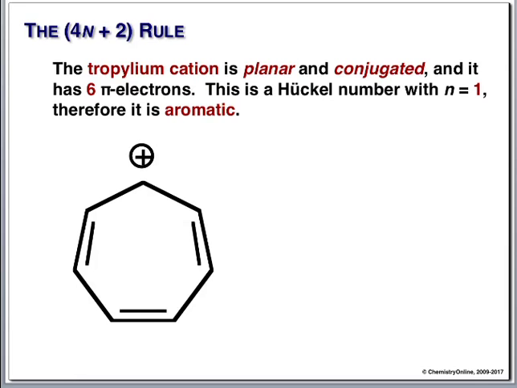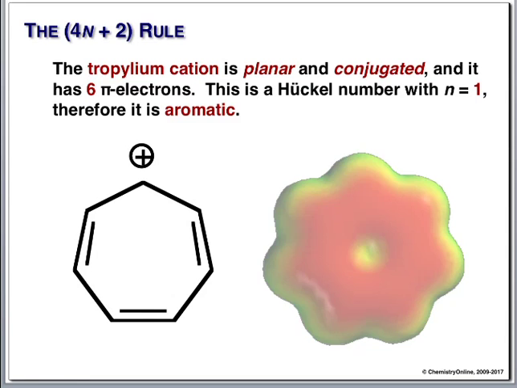Tropylium. We've mentioned tropylium. This is one of my favorite cations. The tropylium cation. We have no electrons here for our pi system, but we have 2, 4, 6. Putting them all together, we have a nice planar carbon cation, beautiful electron distribution, and it is aromatic.